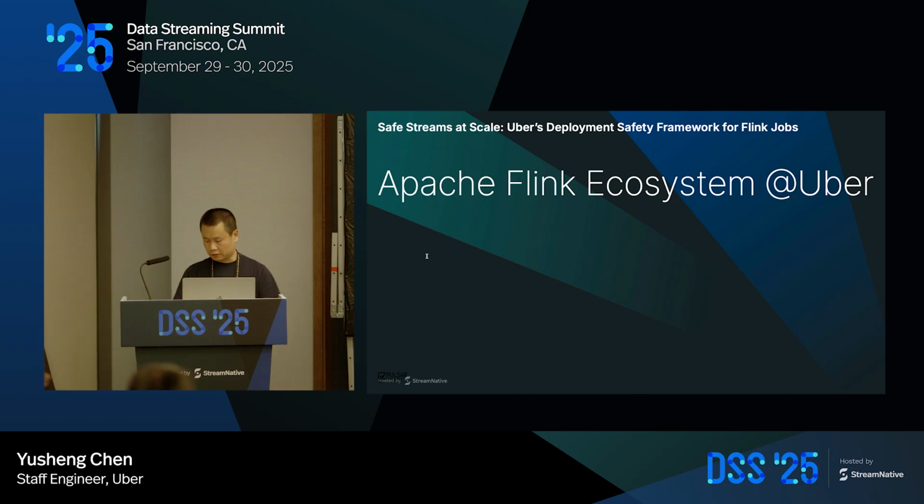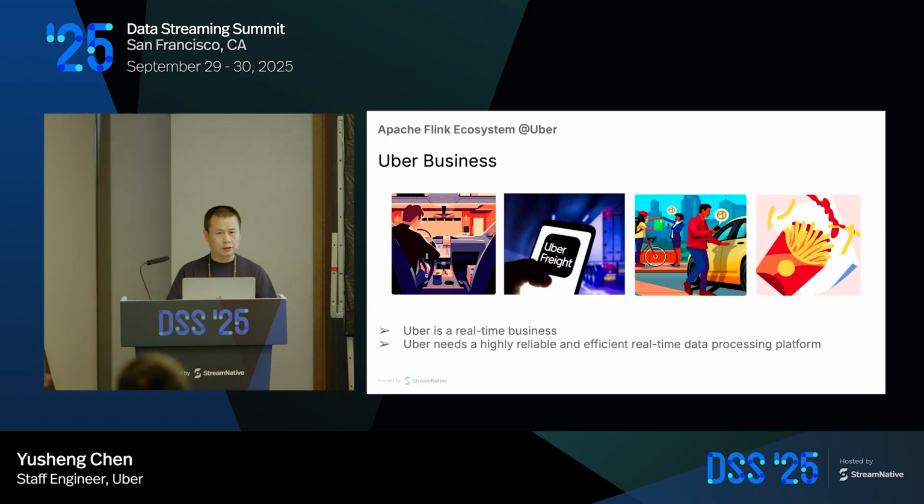So first, let's talk about the Apache Flink ecosystem at Uber. Before that, let's talk about Uber's business. You know that Uber has the rides business, freight business, eats business, grocery business. What's common in all these businesses is that they are all real-time businesses. So we need a highly reliable and efficient real-time data processing platform.